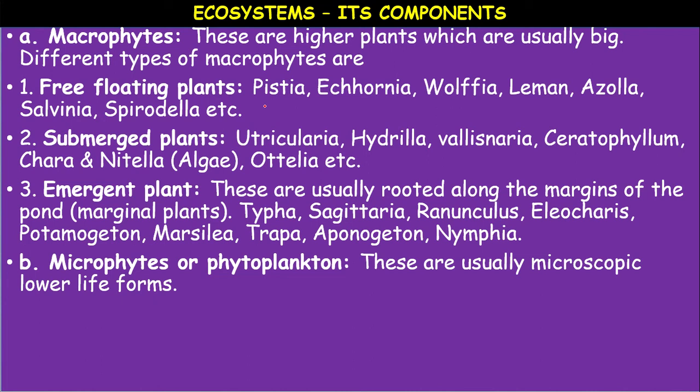Then emergent plants. Emergent plants means these are usually rooted along the margins of the pond. So they are called marginal plants. Example: Typha, Sagittaria, Ranunculus, Eleocharis, Potamogeton, Marsilea, Trapa, Aponogeton, Nymphaea. These are all the examples of emergent plants. Emergent plants means marginal plants of the pond.